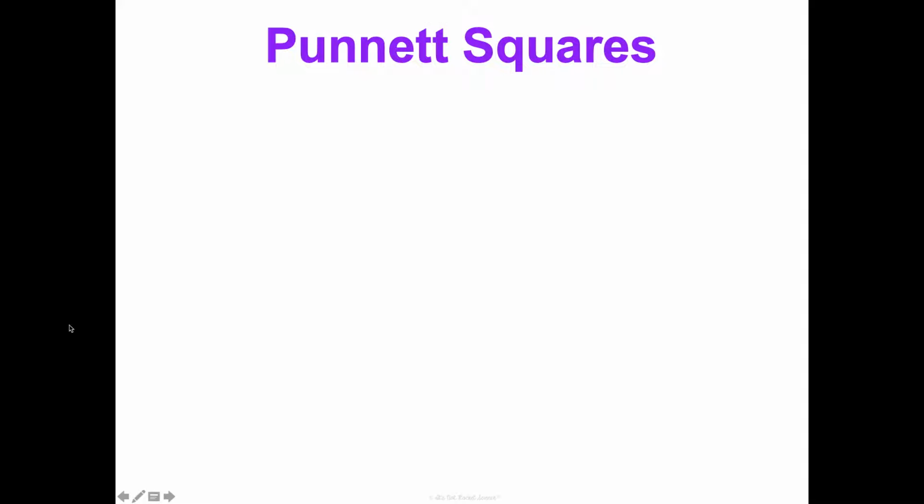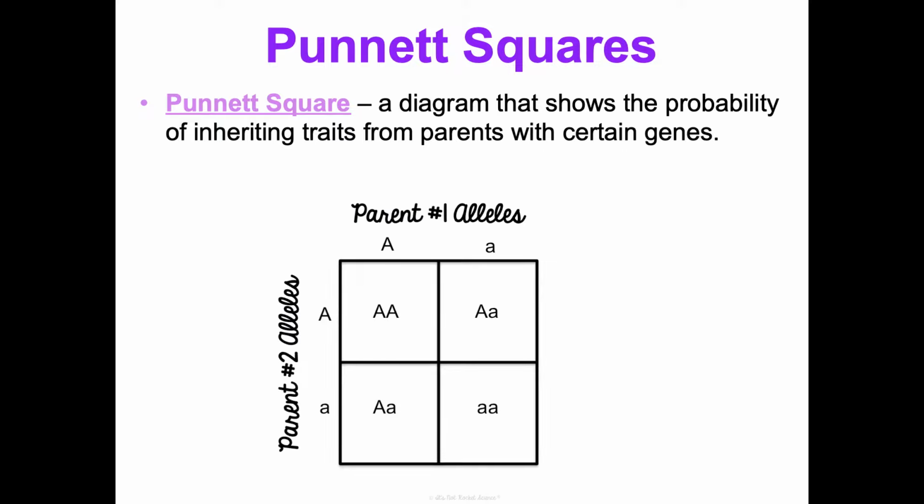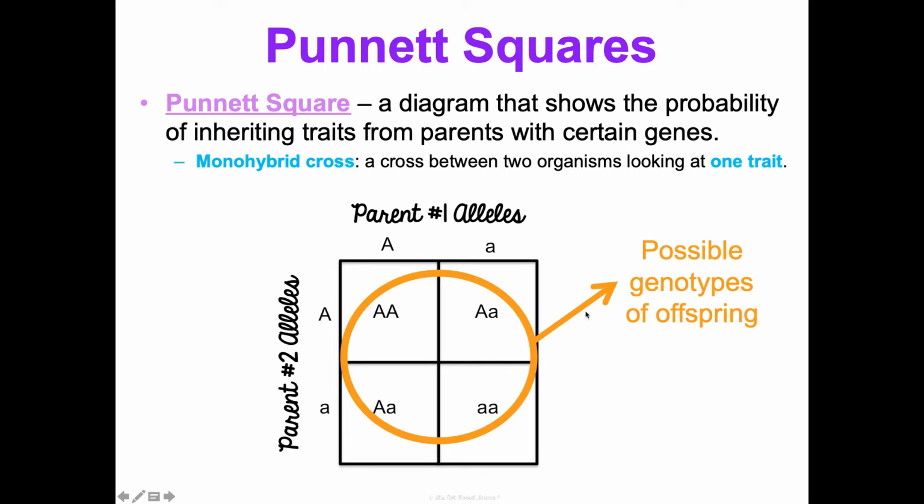And because of these things, we're able to use a tool called Punnett Squares to make predictions about what offspring may inherit and then what they may look like. So a Punnett square is a diagram that shows the probability of our inheriting certain genes and thus certain traits from parents. We have monohybrid crosses and we have dihybrid crosses. So a monohybrid cross is just looking at 2 organisms and we're looking at 1 trait. So in the Punnett square, we put the genotype of the parents on the outside, so the different alleles. And then on the inside is where we see the possible genotypes of the offspring.